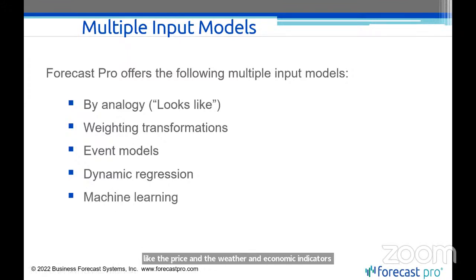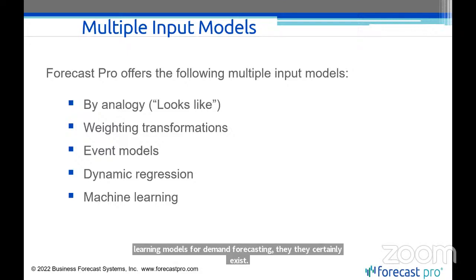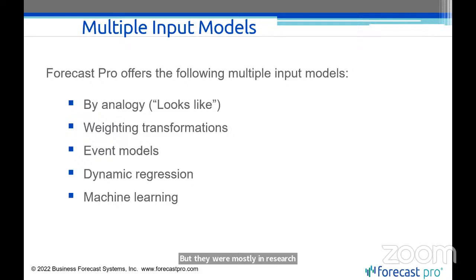Machine learning models are relatively new for forecasting, and they are improving. Five years ago, if we were talking about machine learning models for demand forecasting, they certainly existed, but they were mostly research techniques, and their empirical performance was not nearly as good as it is now. So machine learning is, I think, a pretty exciting innovation. I think it has a lot of applications to demand forecasting, and I think it is going to get better and better. So there's a question of the current state of the art.